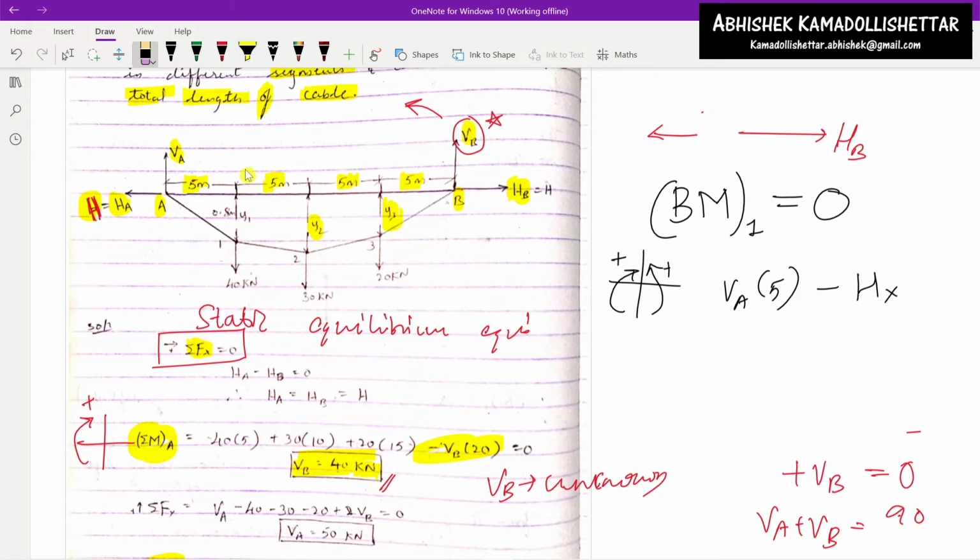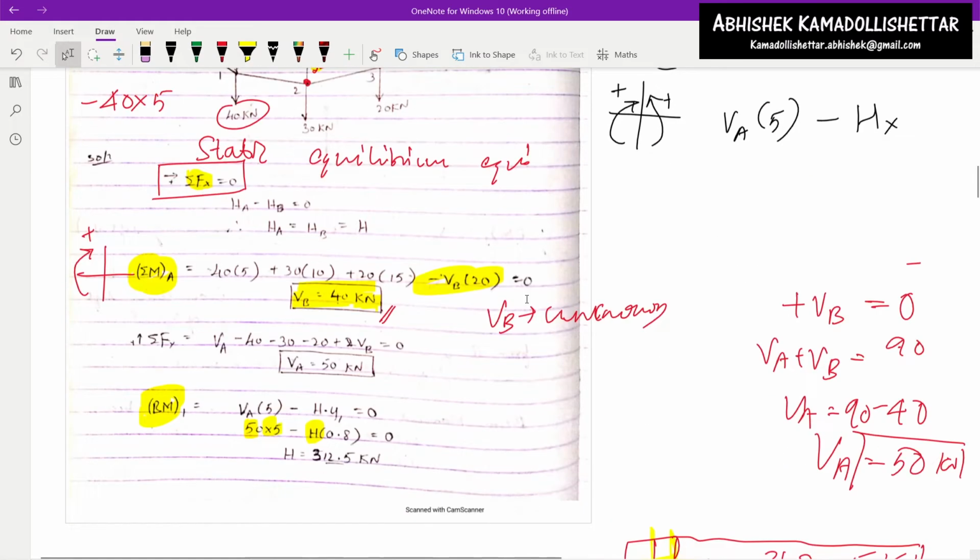Fine. So for bending moment at location 2 here, what all loads will come? VA will come, VA into 10 meters clockwise, since the distance here is 10 meters. VA we already got, VA is 50, so VA is 50 into 10. And one more thing that will come is H. H will be anti-clockwise, so minus H into y2, the distance y2 which is unknown. And one more load will come, which is 40, so it will be minus 40 into 5 meters.